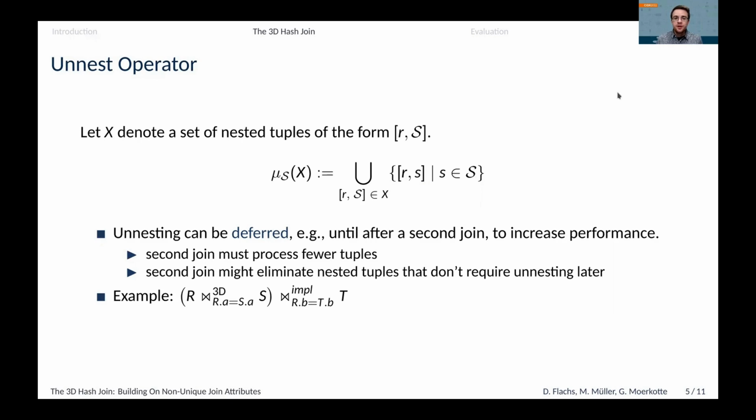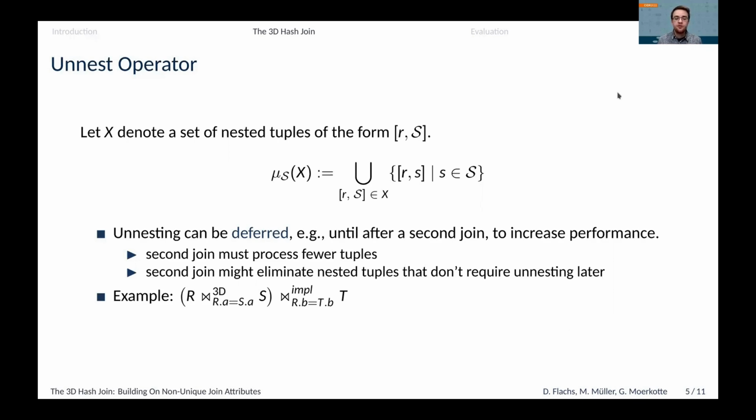The Unnest operation is the last building block to compute the final join result. It's fairly straightforward and expands each nested tuple's right-hand side capital S and combines it with the left-hand side R to produce the final result tuple. The reason why join and unnest are two separate operations is that this allows for deferred unnesting.